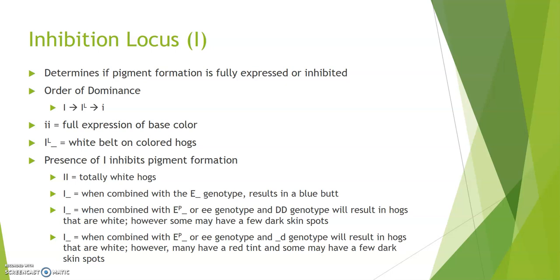And then the last one that we talk about is when you have a heterozygote large I combined with those same E's, but we see a difference there at the D genotype. So it's either a small d, or large D, small d. You're going to have ones that are white. However, many have a red tint and some may have a few dark skin spots. This is pretty self-explanatory too, because of the possibility of spots. That's the same thing as the one before. But because the dilution locus isn't fully diluting or might not be diluting at all, there's still probably going to be some type of red tint.